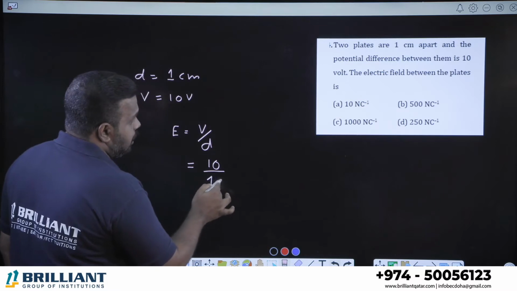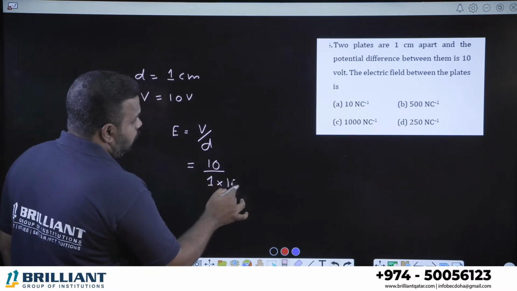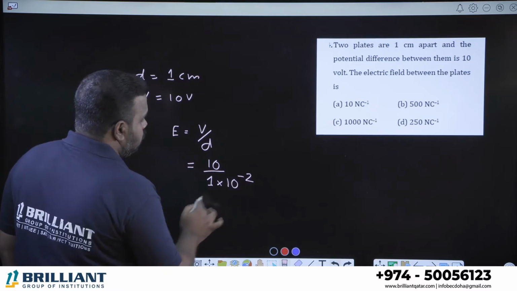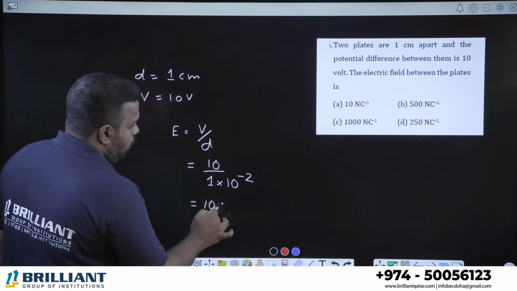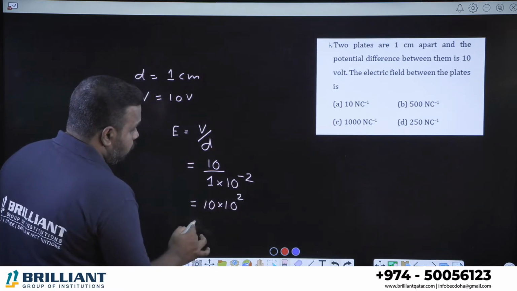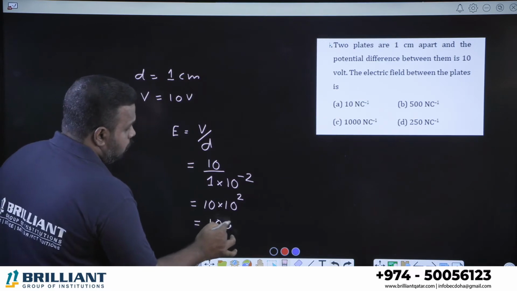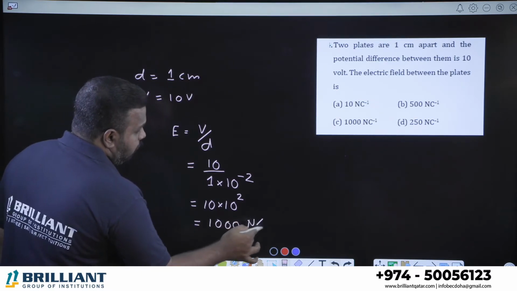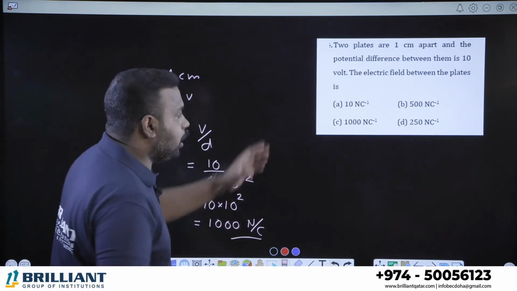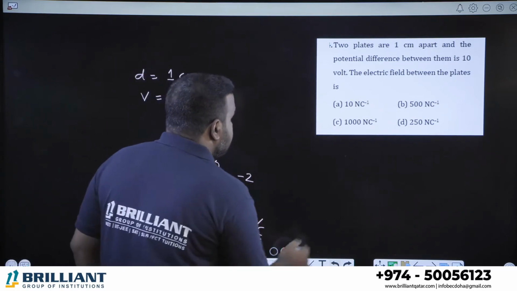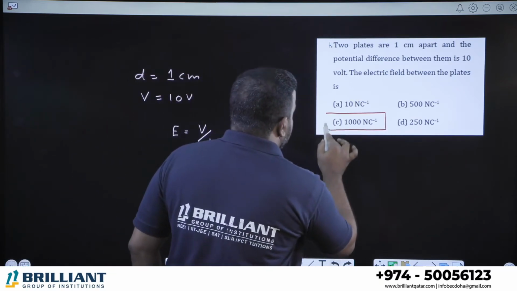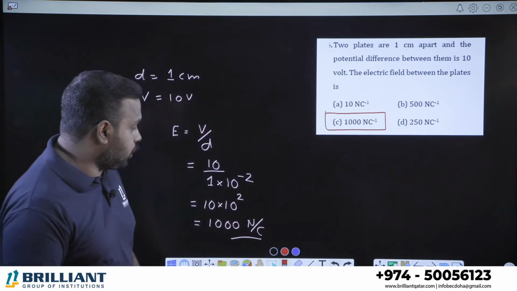Have to be careful. 1 centimeter convert to meter. Centimeter is 10 to the power minus 2. So what we get? 10 into 10 square, that is equal to 1000. The SI unit of electric field is Newton per coulomb. So the answer is 1000 Newton per coulomb. You can see that, that's our option C. Option C is the right answer for it.